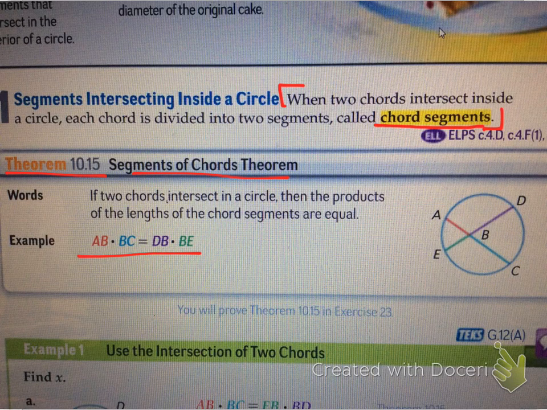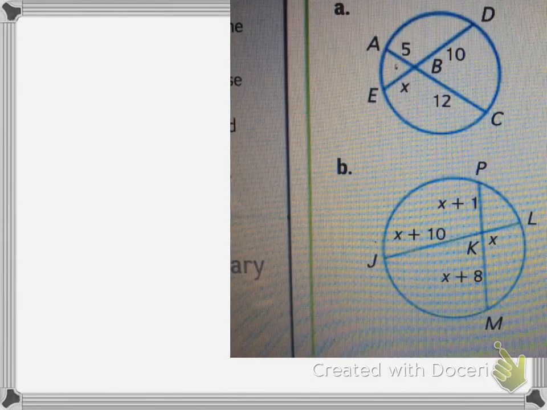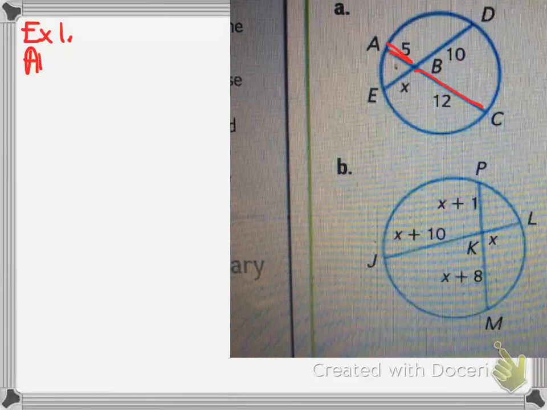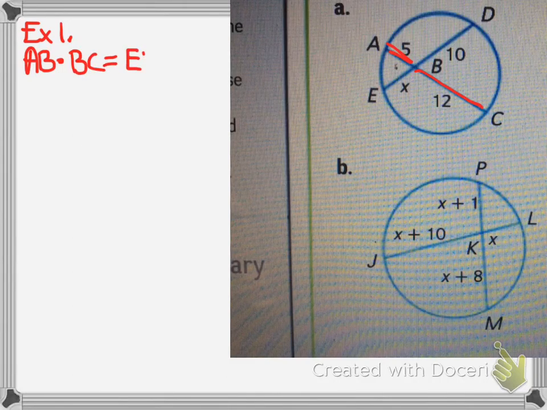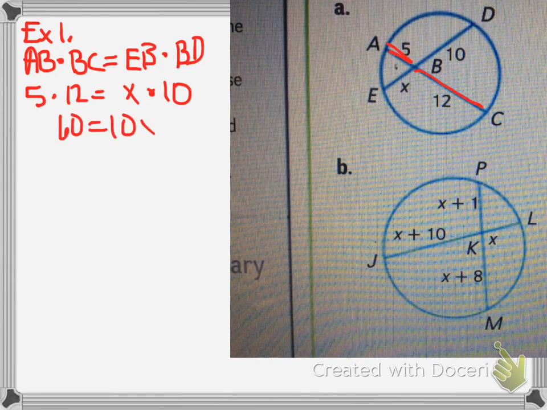For example, here are two examples. For the first one, I'm going to multiply along here, 5 times 12, because AB times BC is going to be equal to EB times BD. So in this case, 5 times 12 is equal to x times 10. 5 times 12 is 60, x times 10 is 10x, and then I can divide by 10 to solve for x. Easy peasy, nothing too difficult, right?